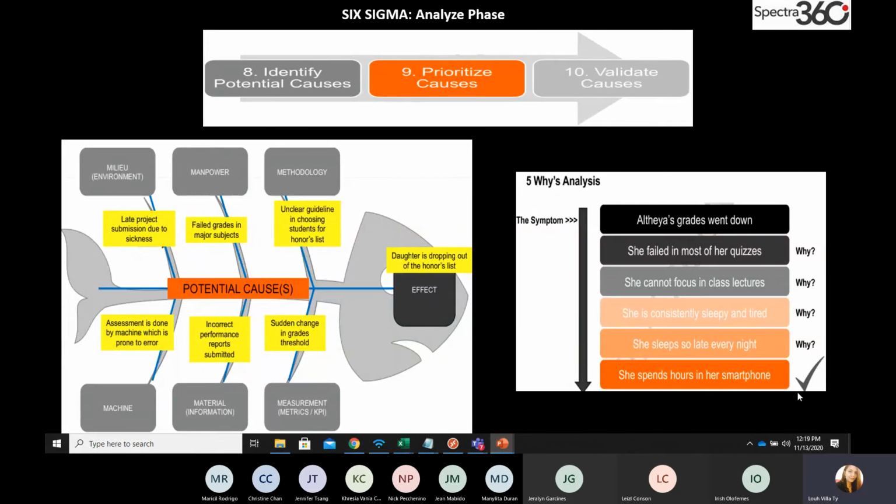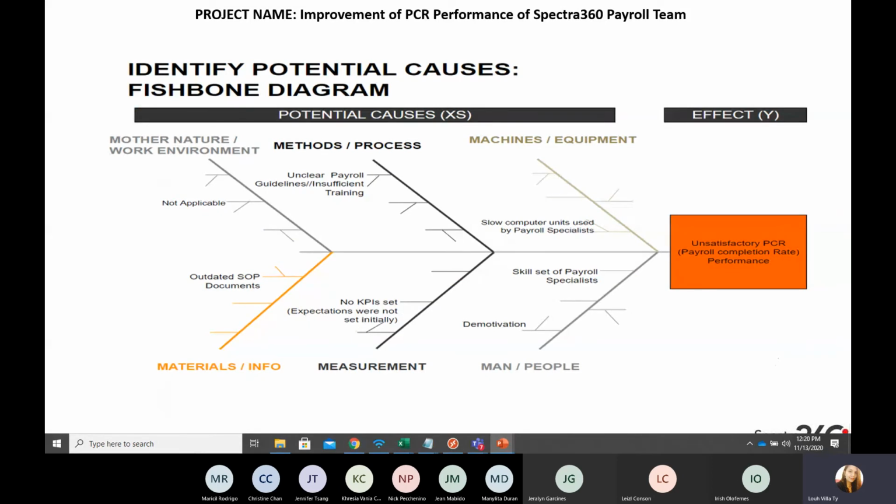Okay, question. Can you give me one example of a tool that you can use for the analyze phase? I'm going to ask, who was that person that I was not able to call? Maybe Irish. Can you give me a tool that you can use for the analyze phase? One example. Is it the Ishikawa, Miss? Okay, yes, that's correct. And that's what we're looking at on the screen right now. So Ishikawa is synonymous to the fishbone diagram.